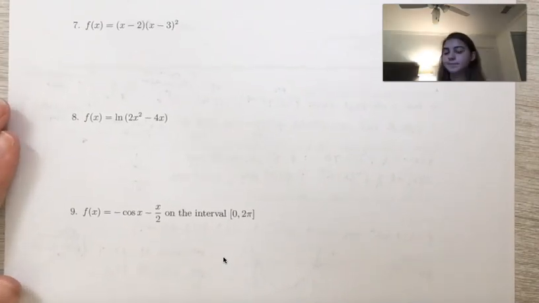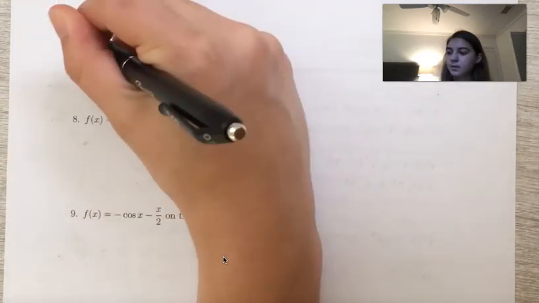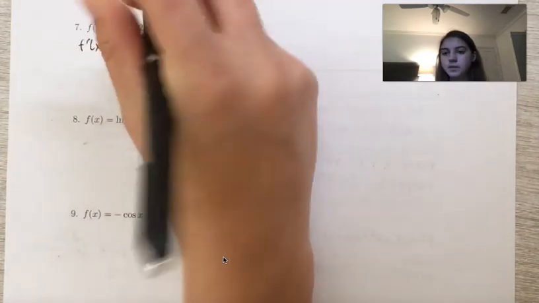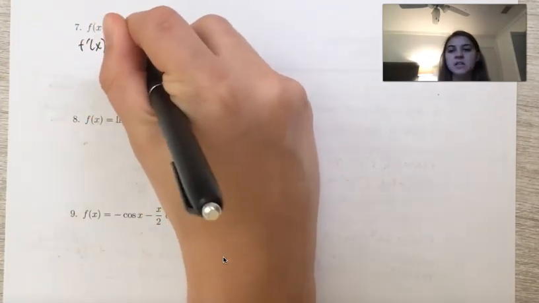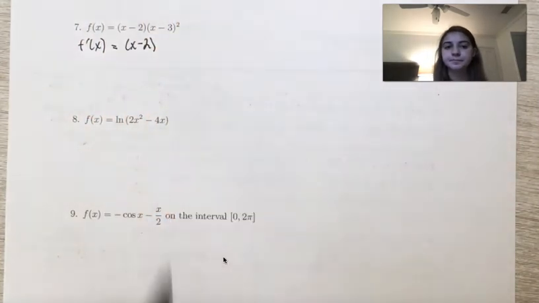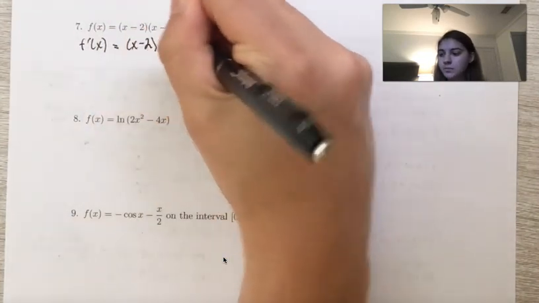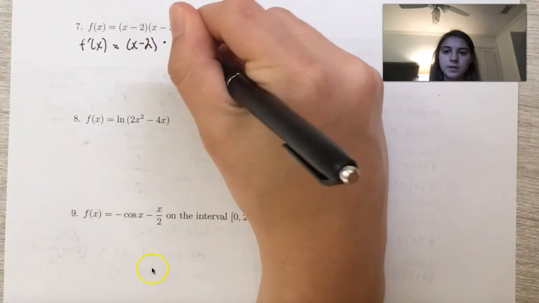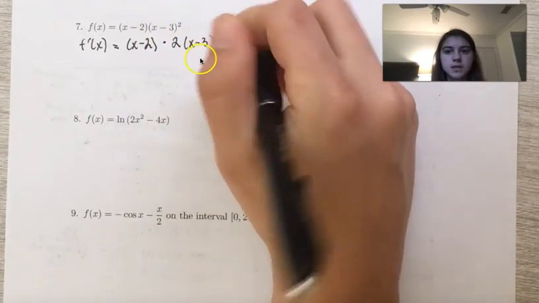Number 7. Got our product rule here. This is not too bad, but it's a little messier. So we have our x minus 2 times the derivative of the second one. So that's power rule, 2 times x minus 3.